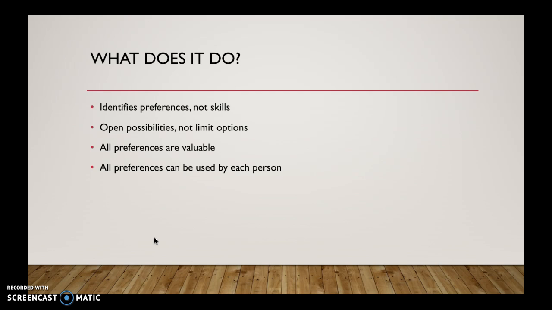So, what does the MBTI do? It identifies preferences, not skills. It opens possibilities. It does not limit options. And something to understand is that all preferences are valuable, so just because you land in one area does not mean that you're less than another. Also, all preferences can be used by each person. So just because you are stronger in one area does not mean you do not have the ability to use the preferences of another area.